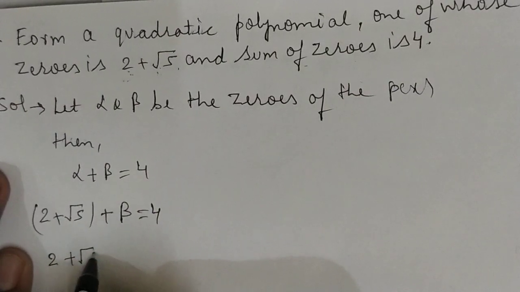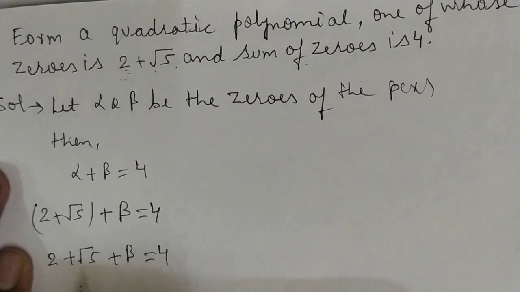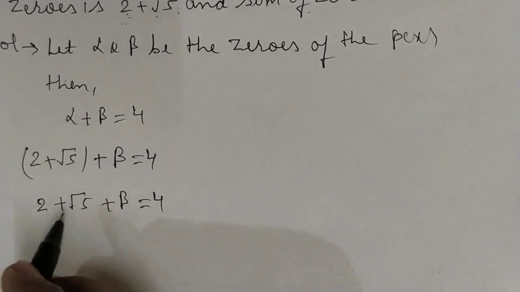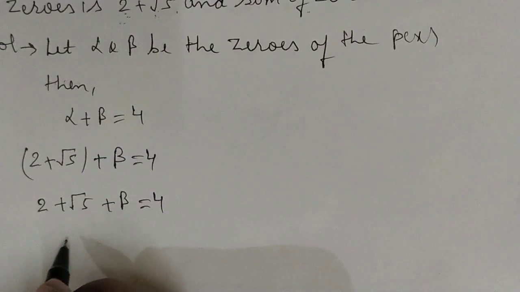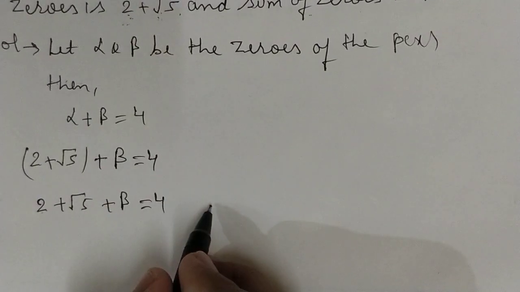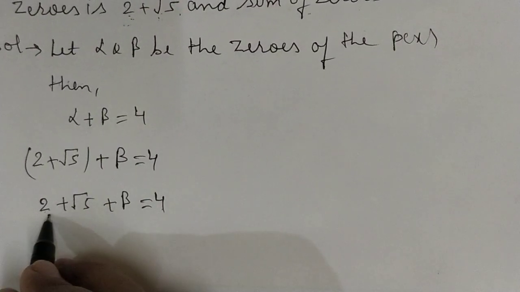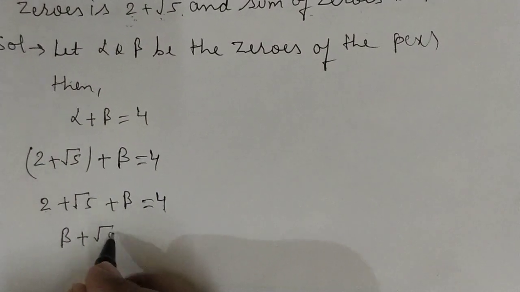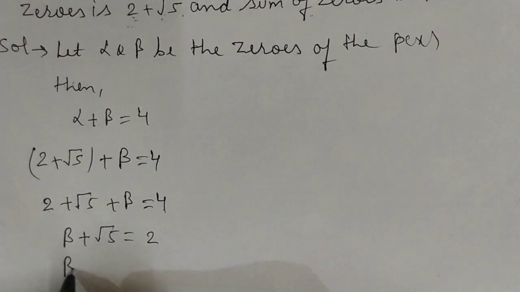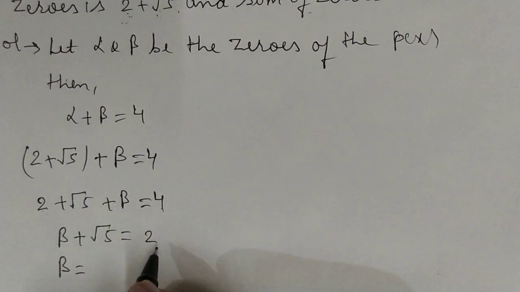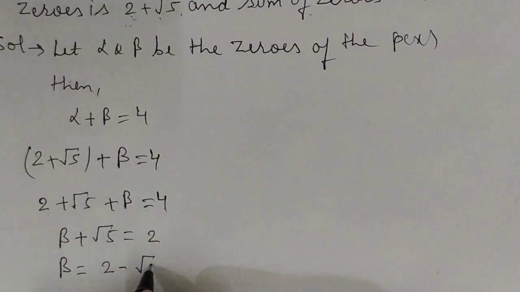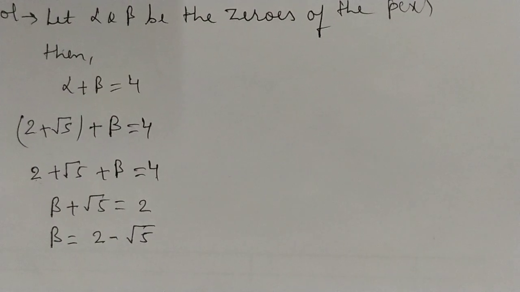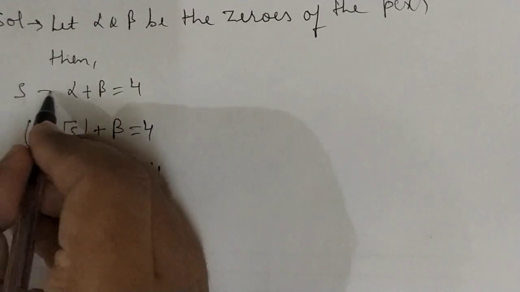2 plus root 5 plus beta equal to 4. From this equation we will find the value of the beta. What is the value of the beta? We will simplify it. First I will be shifting 2 there, so it will become negative. So 4 minus 2 becomes 2. So beta plus root 5 will be equal to 2. In the next step I will be shifting this root 5 there, so it is 2 minus root 5. This is the value of the beta. Yes, this is the sum.